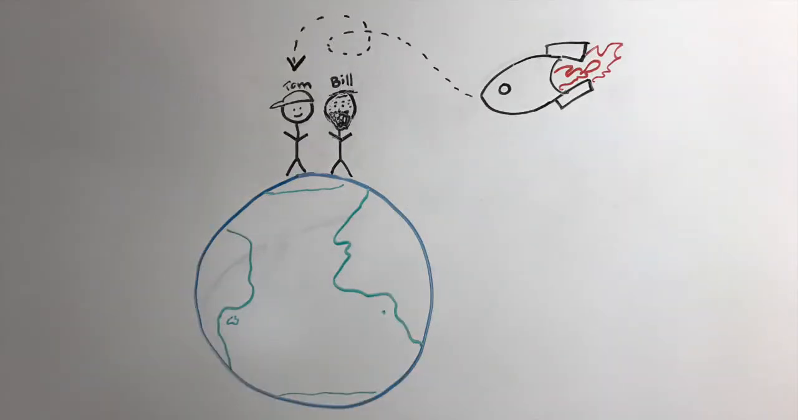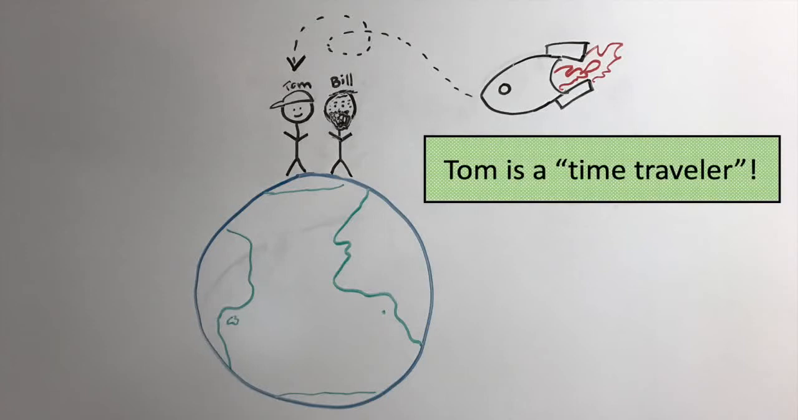This means that when Tom and Bill reunite on Earth, Tom will be younger than Bill. In conclusion, Tom is a time traveler because he witnesses time passing fast on Earth without aging that much himself.